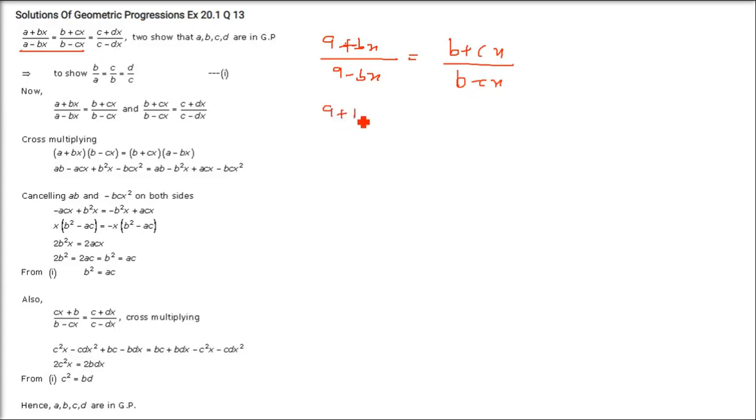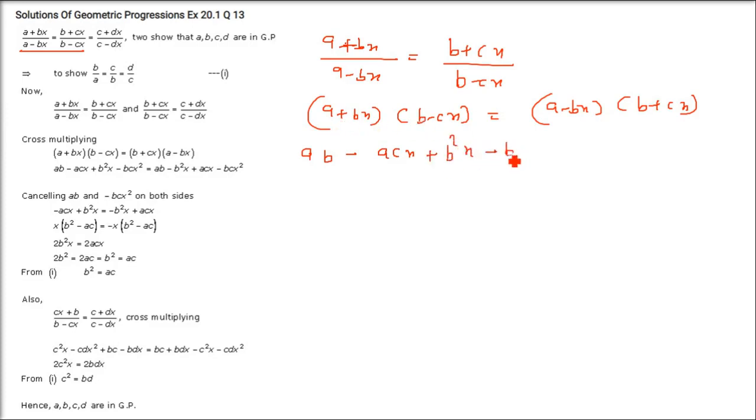Now cross multiply. A plus BX multiplied by B minus CX equals B plus CX multiplied by A minus BX. Now just multiply. AB minus ACX plus B square X minus BC X square. This equals AB plus ACX minus B square X and then minus BC X square. So what do you get?